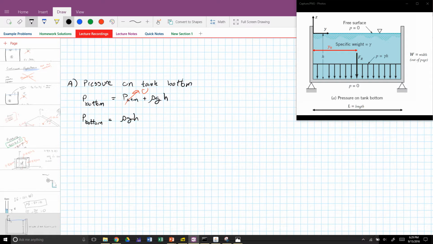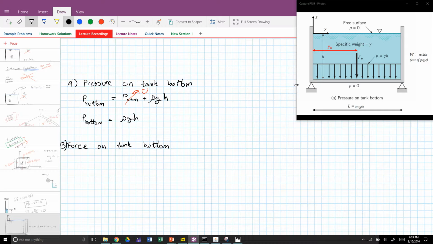So, next question. We'll say B. Force on the tank bottom. That is, what force does this pressure exert? As you probably know, as we just computed here, pressure at the bottom is simply rho g h. That is, it's constant across the entire bottom. So this is a distributed load, right? And distributed loads we account for by integration.